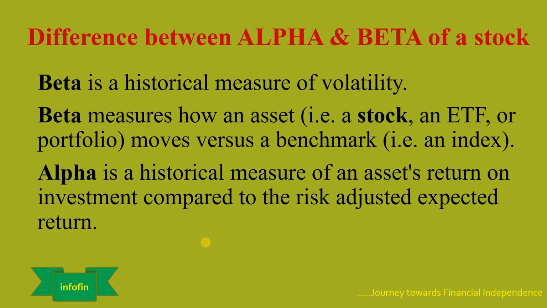Next we move on to the difference between alpha and beta of a stock. In a previous video we discussed alpha, and if you did not see that video, you can go and watch it before watching this beta video. The main difference is that beta is a historical measure of volatility, and it measures how an asset, which may be a stock, ETF or portfolio, moves versus a benchmark index. Whereas alpha is a historical measure of an asset's return on investment compared to the risk-adjusted expected return. That means beta deals with historical volatility, whereas alpha deals with the asset's investment return.